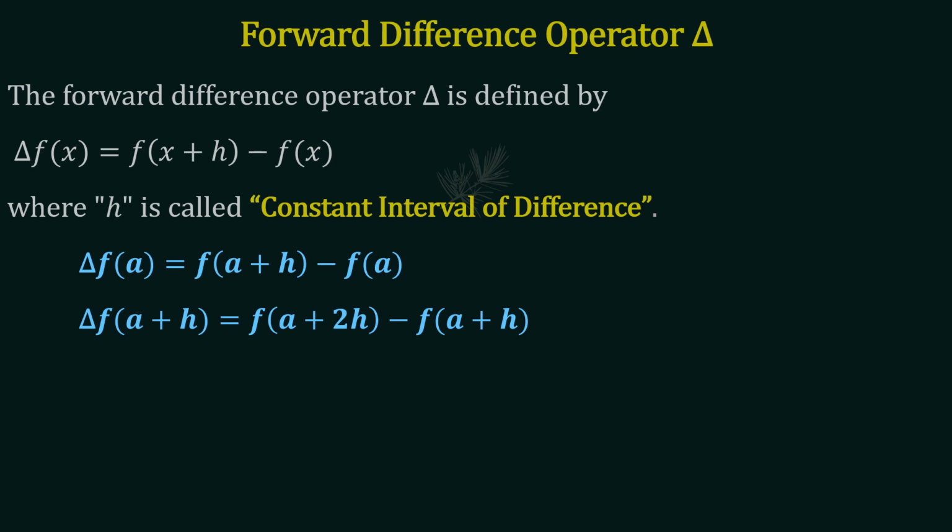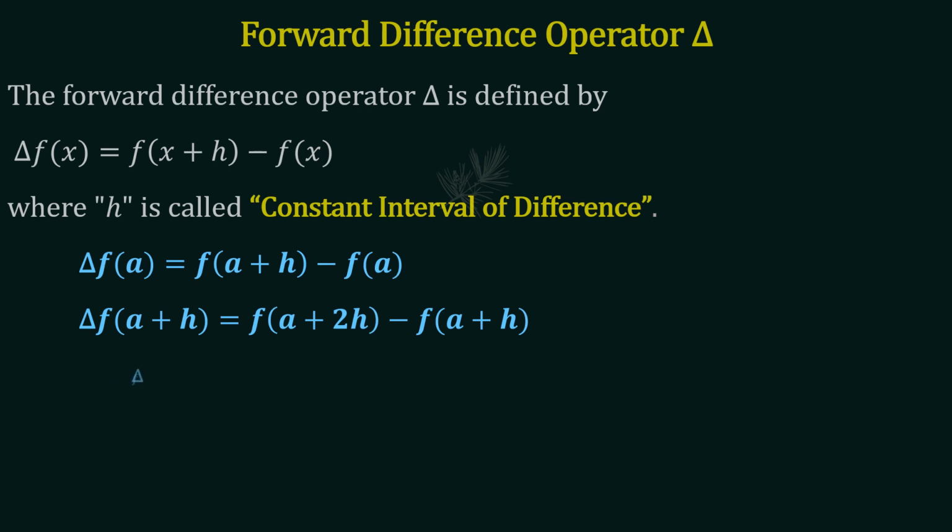So similarly, here also in place of f of a plus h, we need to write f of a plus h plus h. h plus h will be 2h. Therefore, it is f of a plus 2h minus f of a plus h. That is replacing the value of a by a plus h. So f of a plus h will be f of a plus h plus h, so it will be f of a plus 2h minus f of a plus h.